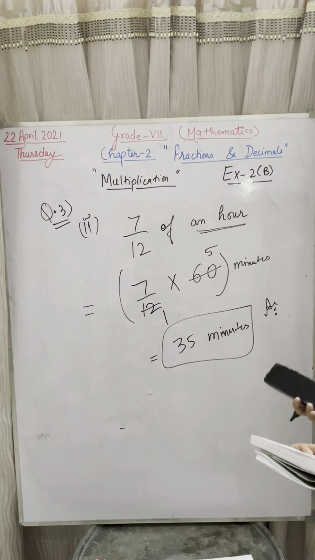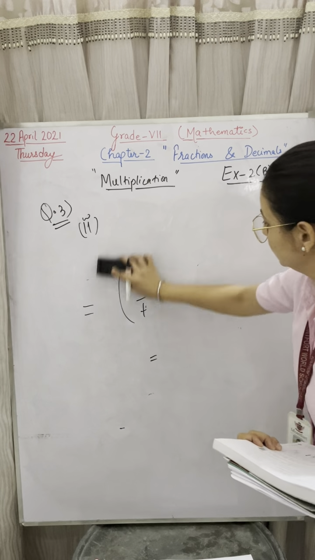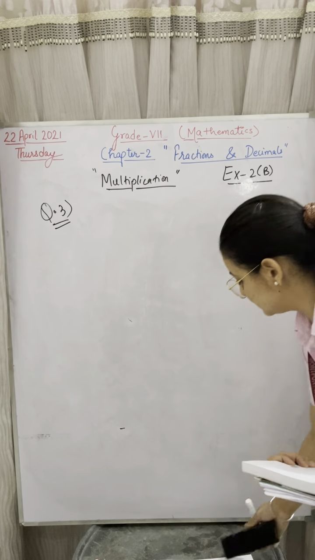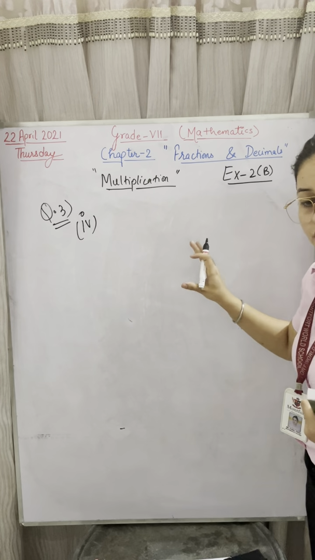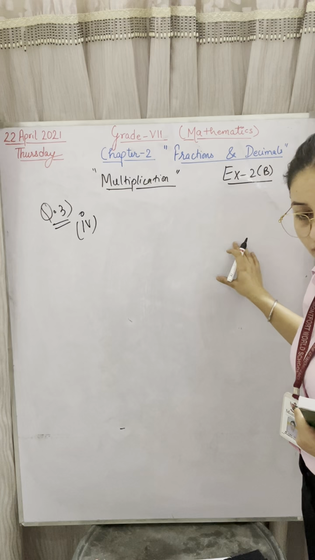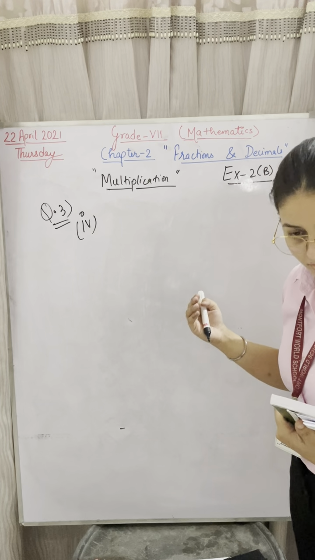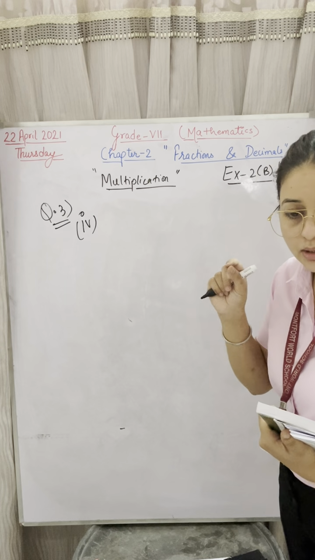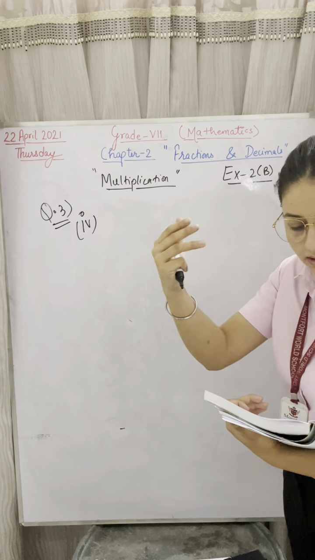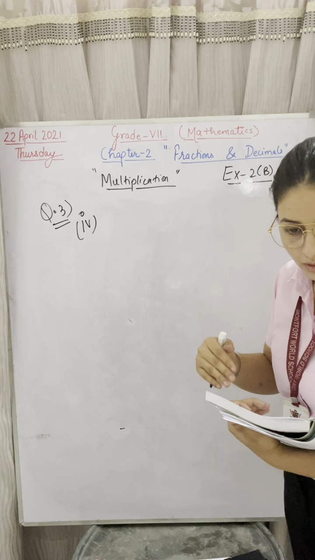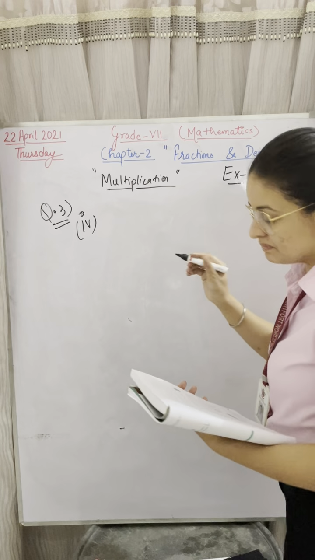Now let's move to the next question. Suppose I'm doing the 4th part now. Some parts I'll give you for homework. By solving the questions on your own at home, you will be able to understand the concept more easily, how to cancel the terms, how to reduce to the lowest form, and how to take out the answer.